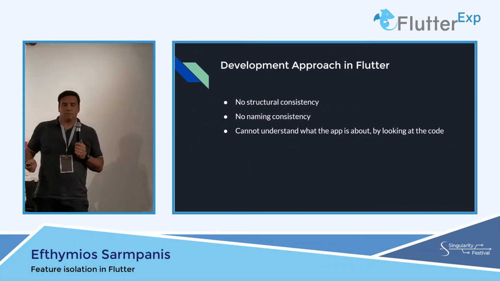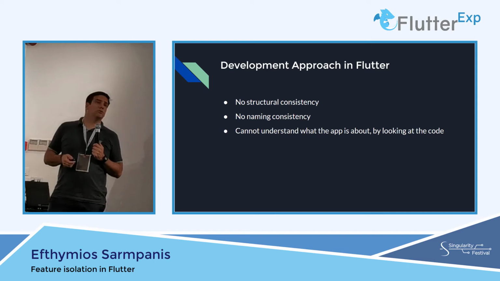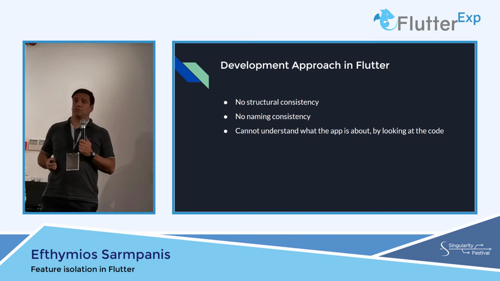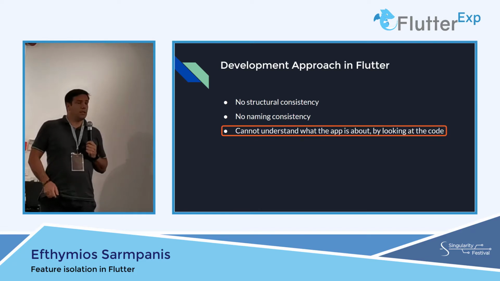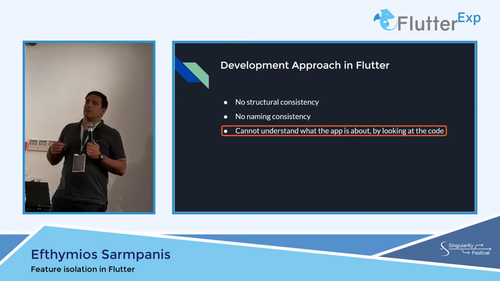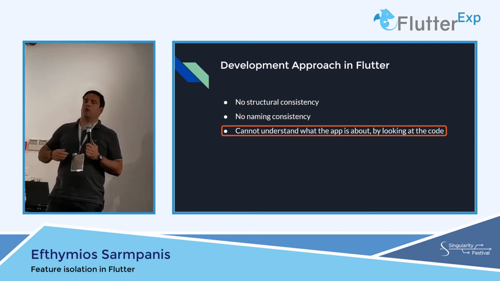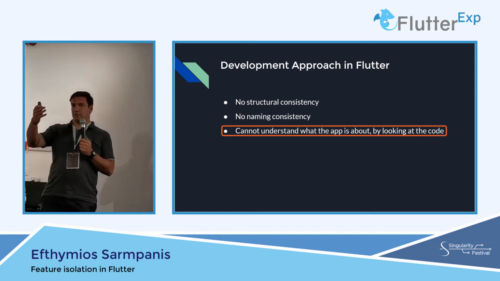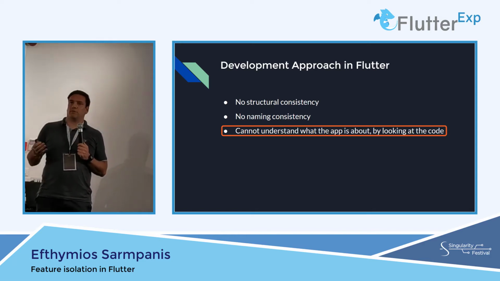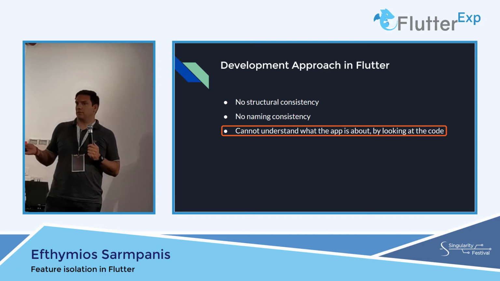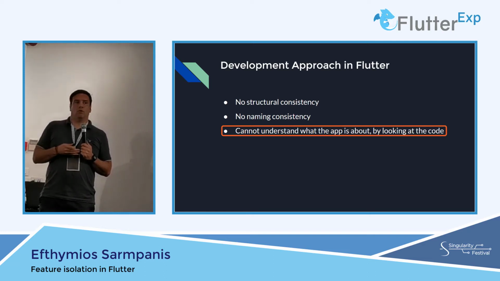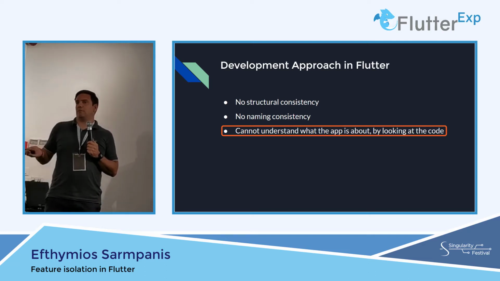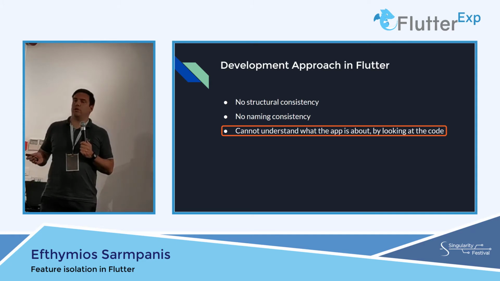So, as I said, across repositories, no structural consistency, no naming consistency, and most importantly, you cannot understand what this application does. You can open up a repository, check out the initial code, check out the files without opening anything. You know nothing about this application. For all you know, all the applications are doing the same thing. You don't know. You have to open up the application to see what it does.